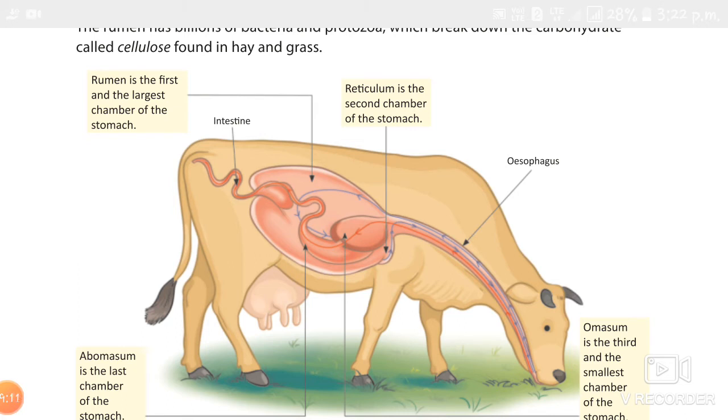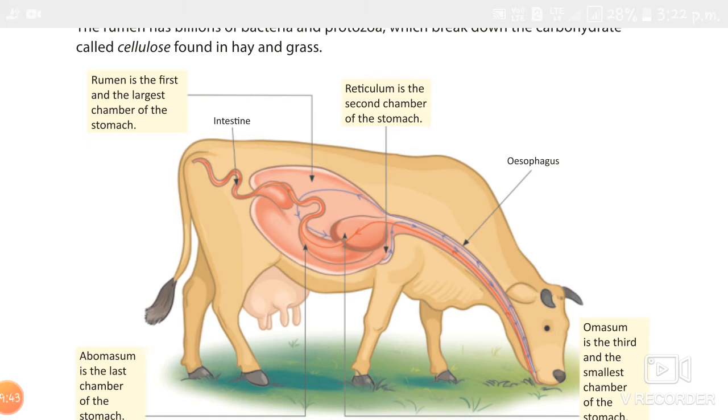The food from the abomasum passes into the small intestine, right? Here it mixes with the secretions from the liver and pancreas. Most of the digestion of carbohydrates, proteins, and fats takes place in the small intestine. Understand that?